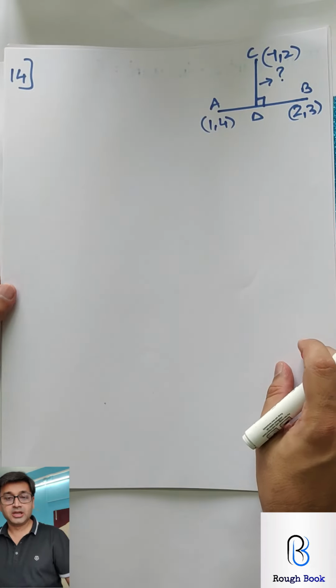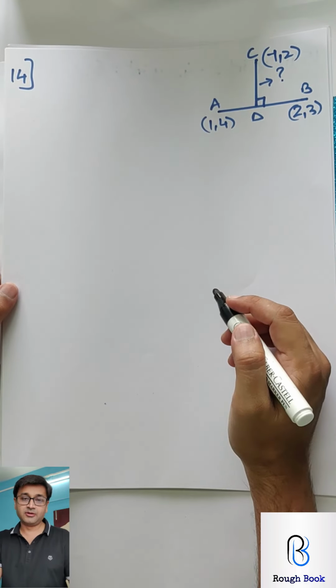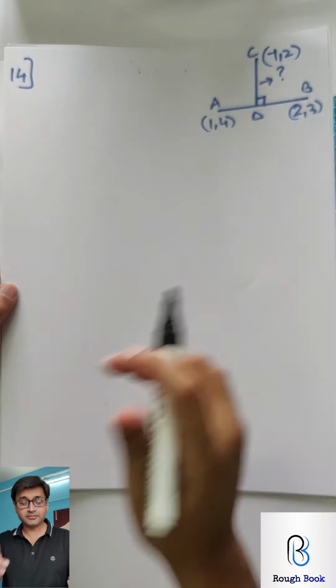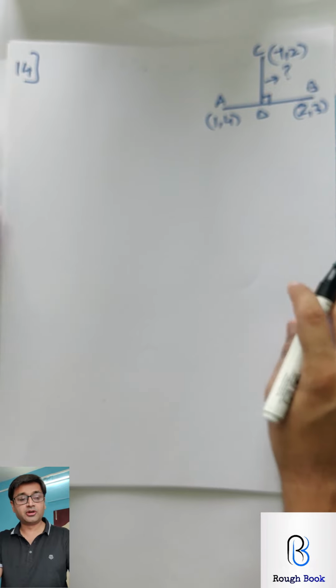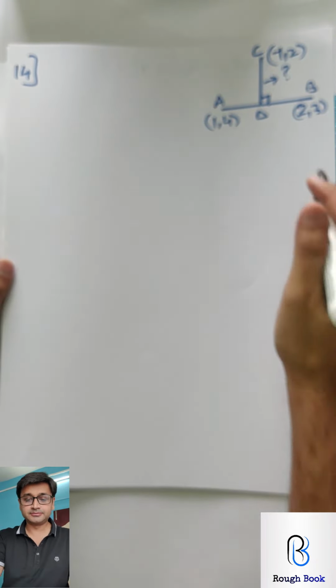Sum number 14. Anyone who gets this, I will be impressed. You get one chocolate from me. Come on. Pause the video, try, come back and tell me if you got it.